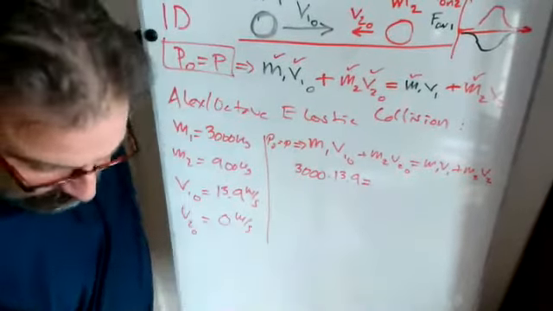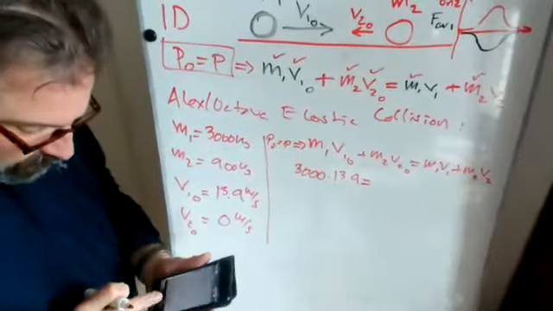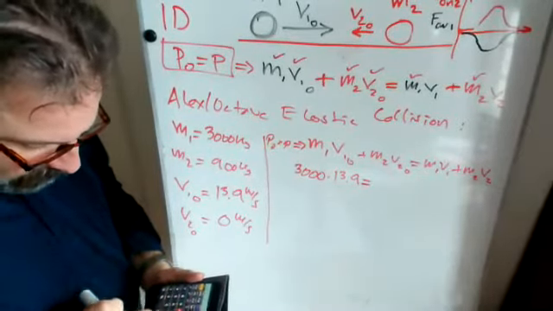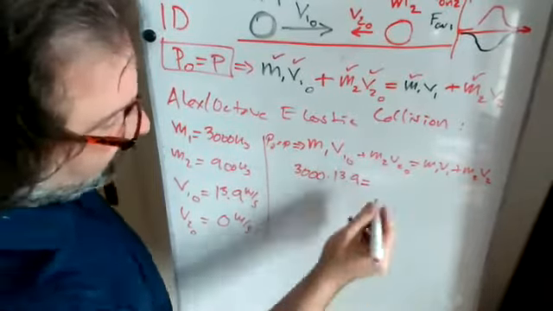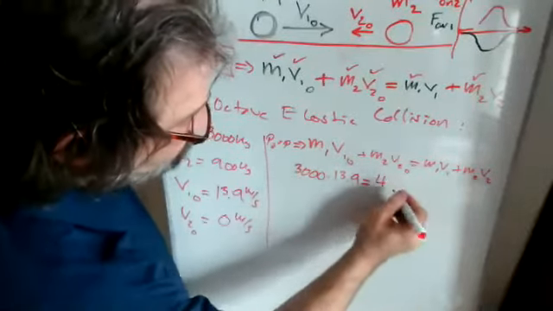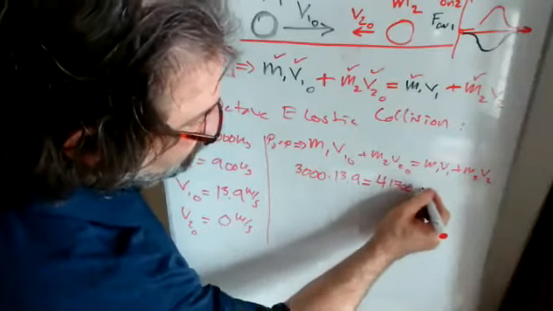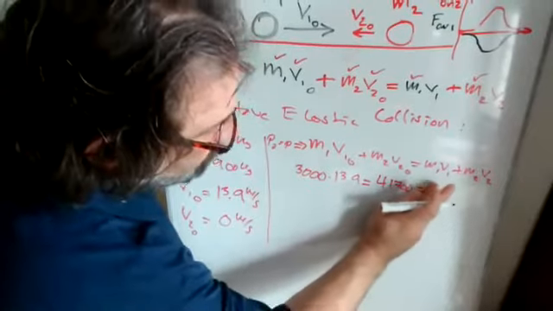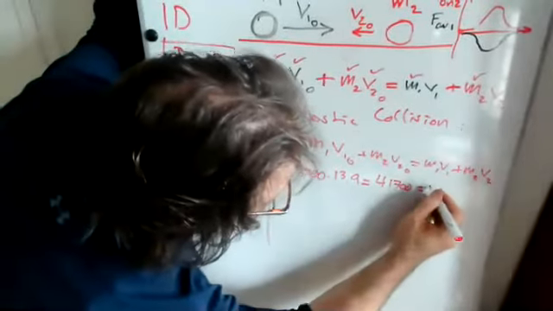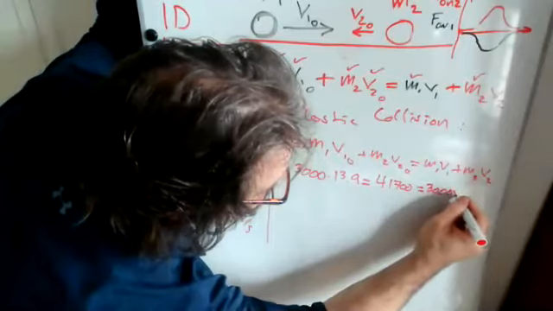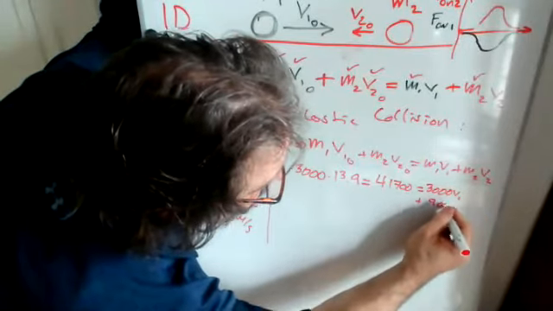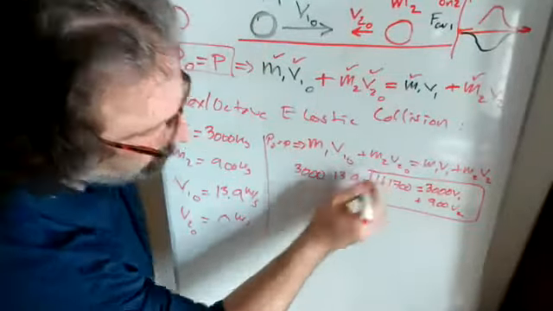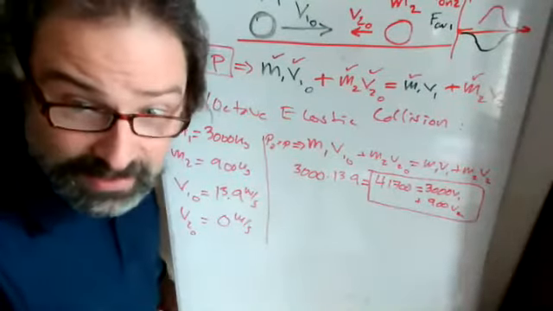Alrighty, so we can actually work out this value, 3,000 times 13.9, and we get 41.7 kilojoule, sorry, it's not kilojoules, 41,700, and that's equal to 3,000 V1 plus 900 V2. Okay, so here's our first equation. There it is. And now we're going to write out our second equation.